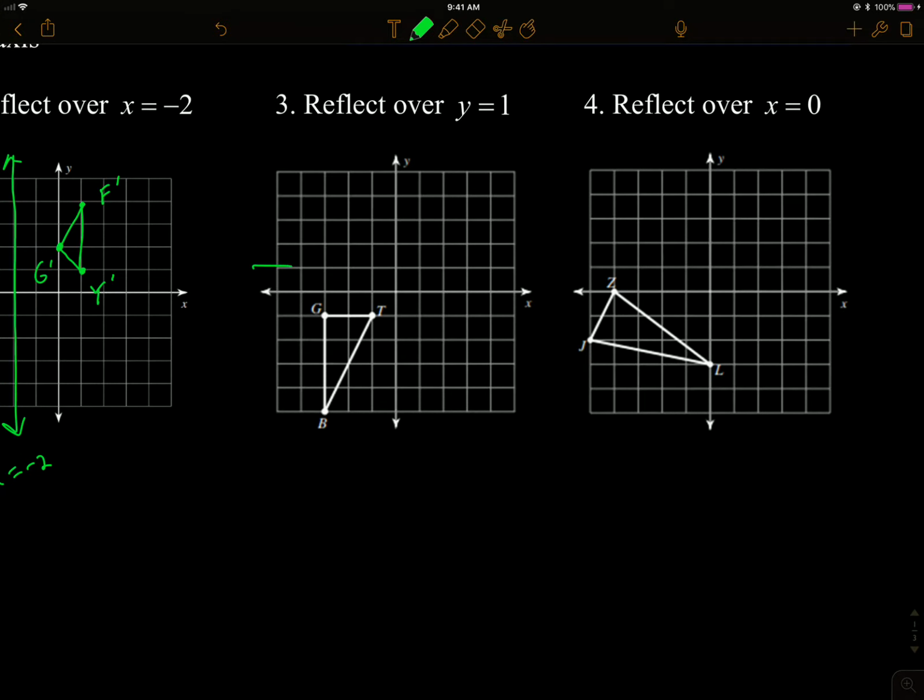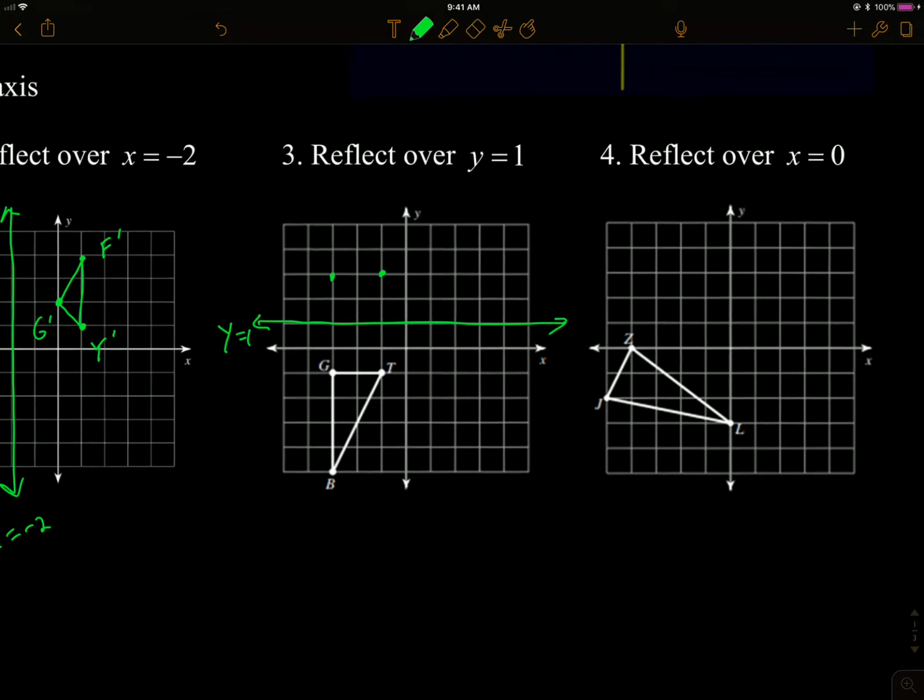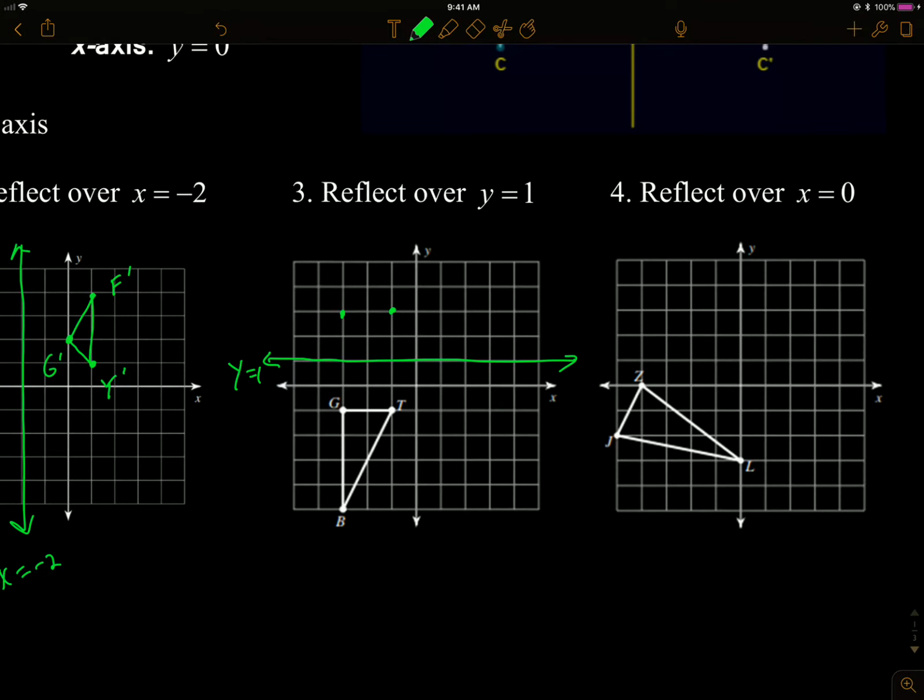Let's reflect over the line y equals 1. That's a horizontal line right here, y equals 1. So if we reflect, I'm going to go a little faster on this one. Now it looks like we're out of space on here because we need to go 1, 2, 3, 4, 5, 6 units to get to B prime. It's going to end up here, a little more space than we have. That's B prime. This is G prime, and this was T prime.